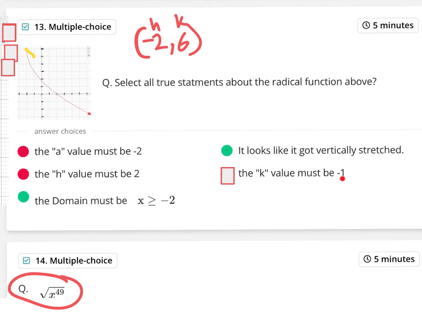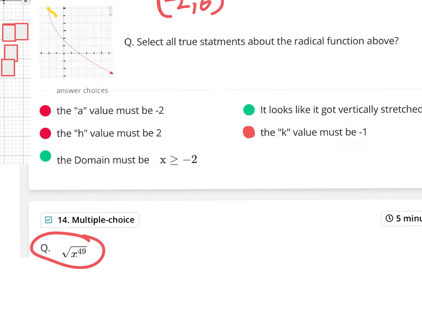And the k value must be -1. The k value is 6, so that's definitely false. Whoa, that's incorrect. This should be false. So you're going to see that that's false on your screen, that was a little typo on my part, but anyways, yeah, that is false. The k value is +6, not -1. So let's move on to the next one.